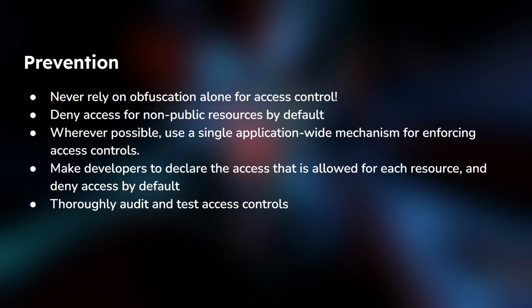At the code level, make it mandatory if you can for developers to declare the access that's allowed for different resources, and make sure you're denying access by default for resources that need access control. If it's not a public resource, deny access by default. You don't lose anything by doing that. And also make sure that you're thoroughly auditing and testing your controls to make sure that they work as intended and as designed.